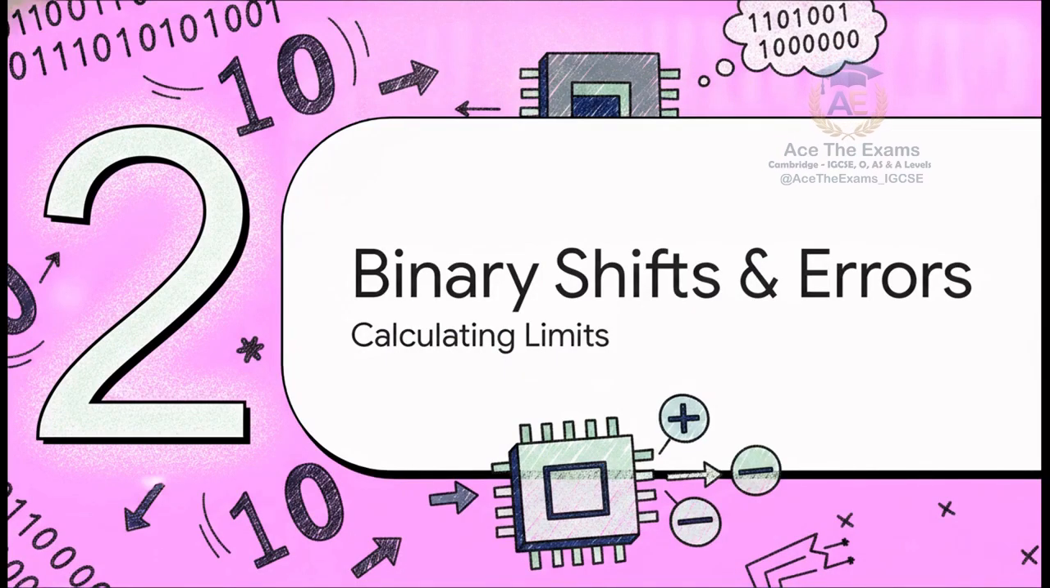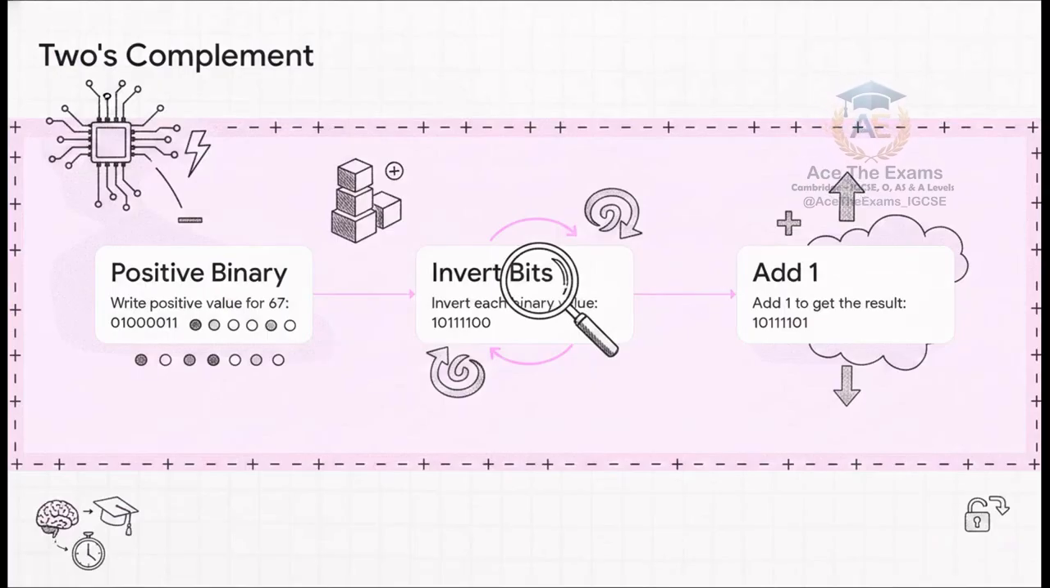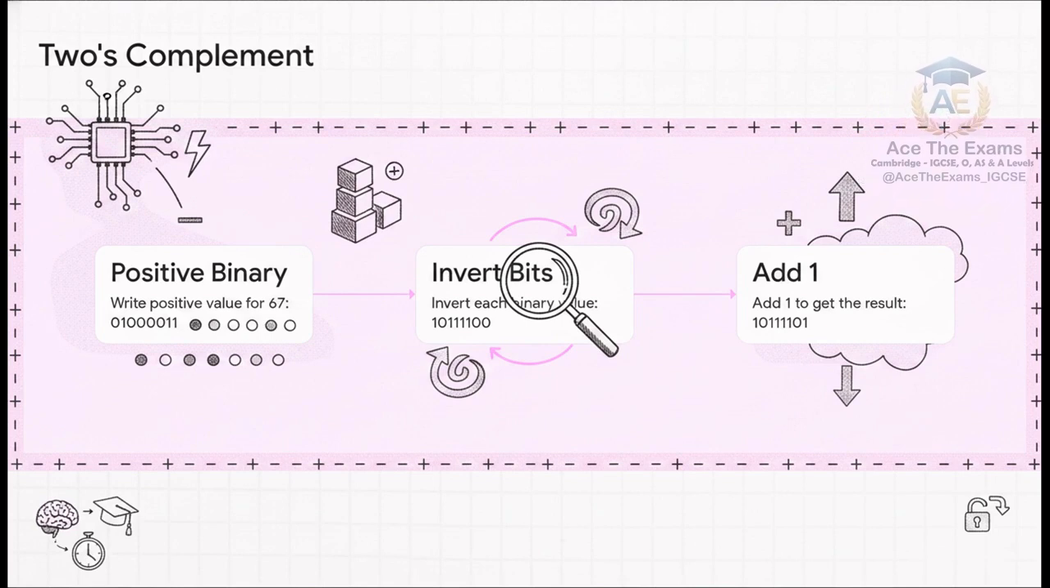Section 2. Binary shifts and errors, calculating limits. We know how to represent positive numbers, but how does the computer handle negative values when all it knows is 1 and 0? It uses 2's complement notation. In an 8-bit register, the leftmost bit, the most significant bit, becomes a negative value, specifically -128.